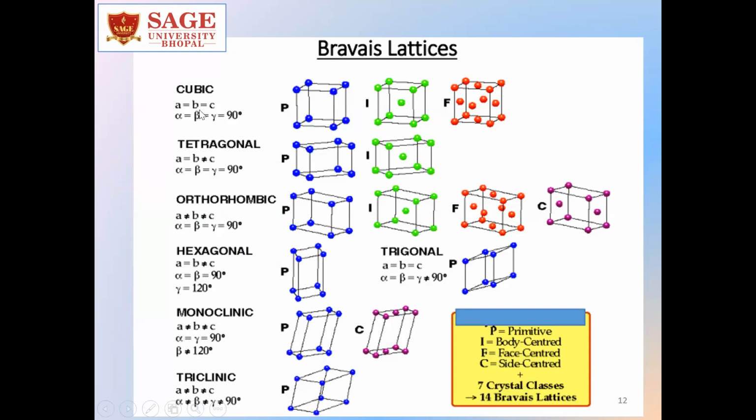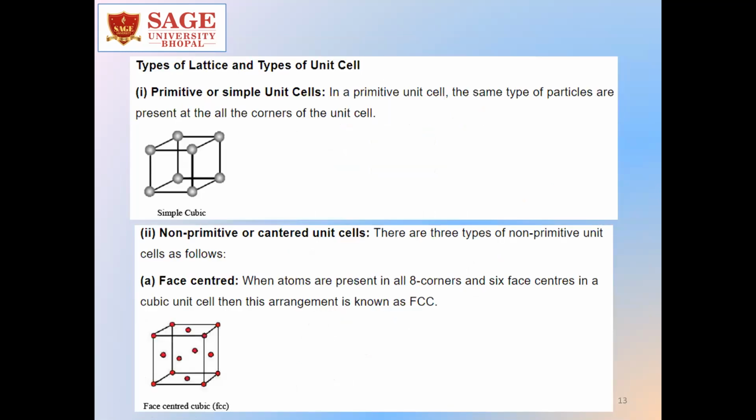Here we can see cubic, tetragonal, orthorhombic, hexagonal, trigonal, monoclinic and triclinic. And along with this, P is primitive, I is body-centered, F is face-centered, and C is side-centered or base-centered. So, 7 crystal classes are there, and if we count, there will be a total of 14 Bravais lattices.